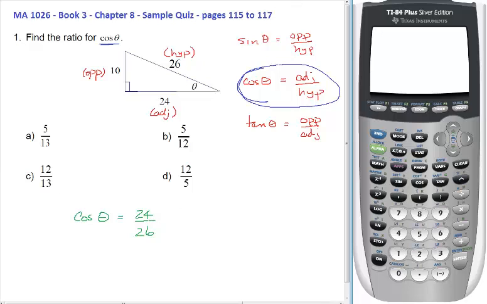However, these are both even numbers and reducible, and you always expect to reduce to lowest terms. So we would rewrite it as cosine theta is equal to 12 divided by 13. So the answer to this one is C.